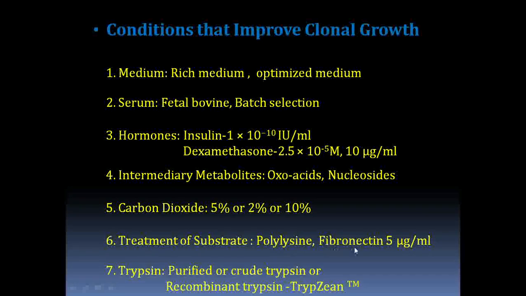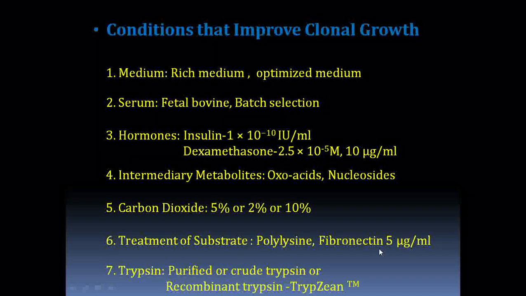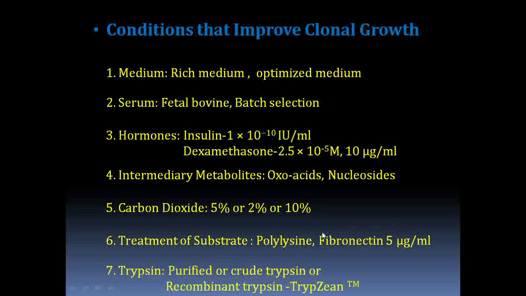Next, we can add fibronectin into the medium itself. Rather than a pre-treatment, we can add it directly into the medium at a concentration of 5 mg per ml. Fine. And lastly, we can also add trypsin. We know that trypsin is used to break down cells into single cells, right? This is also found to be very effective in enhancing our plating efficiency.